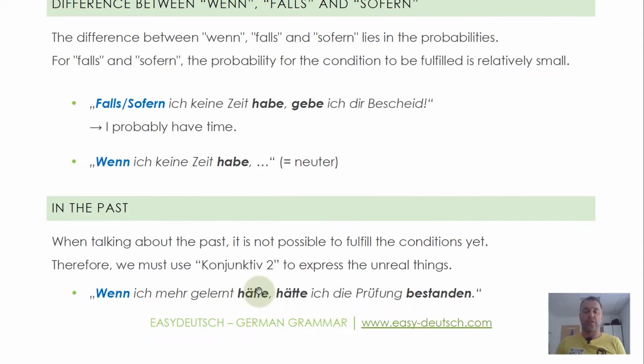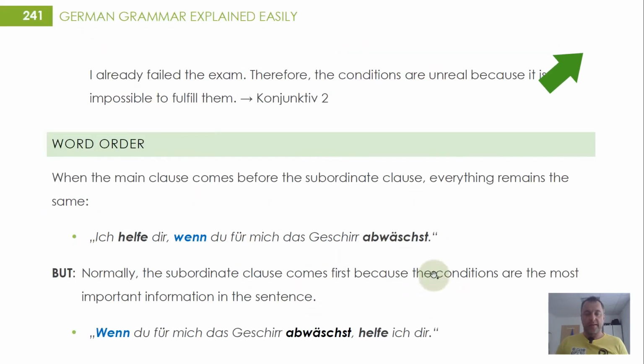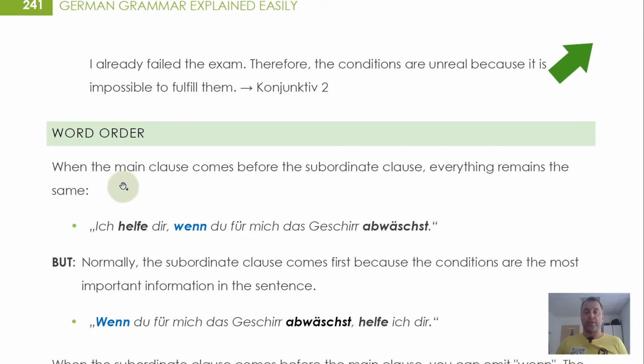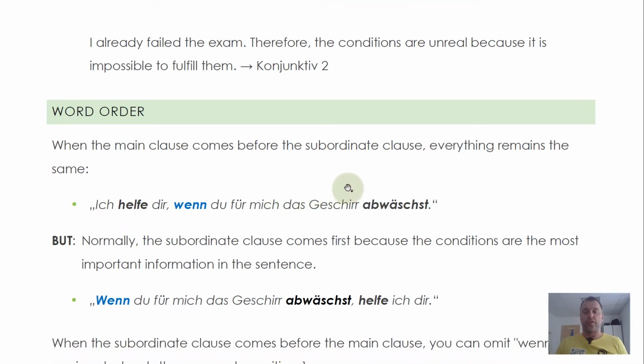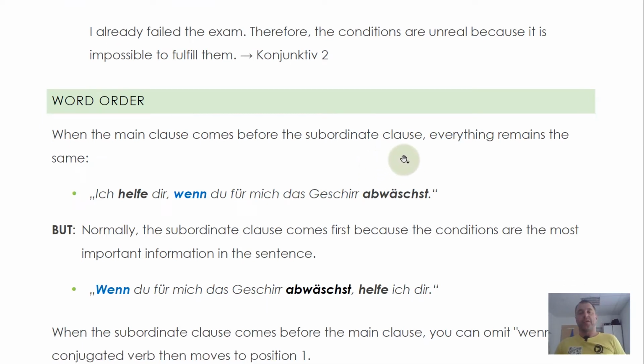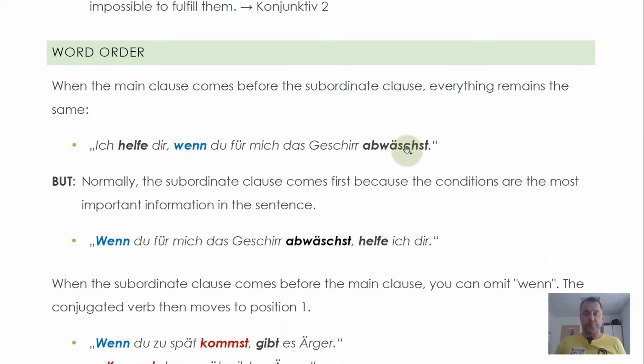If you don't know what's Konjunktiv 2, please check out my video about Konjunktiv 2. There are actually two of them. I will link both of them in the video description here for you. And the word order, it's a subordinate clause. So that's just a regular word order normally, because we have something special here.